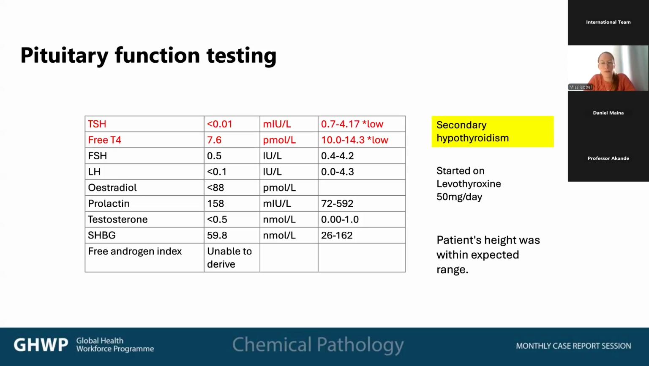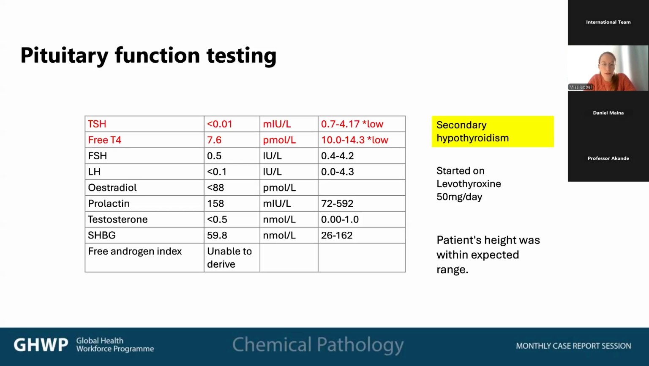So this shows that the pituitary gland, the ADH production is affected by the tumor that's there, and also the thyroid hormones are also affected. The TSH is also affected. So she was started on levothyroxine at 50 milligrams per day.